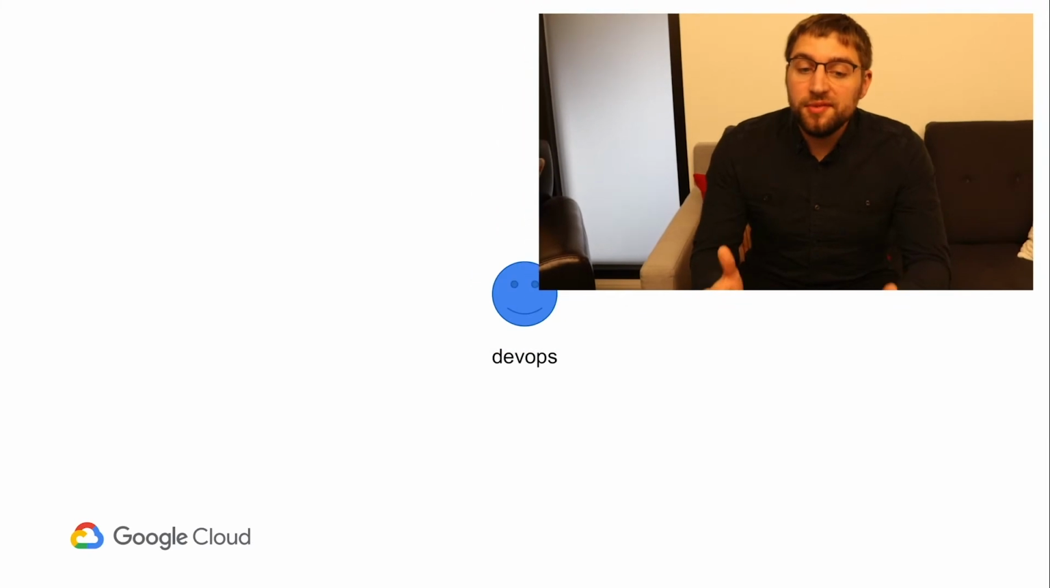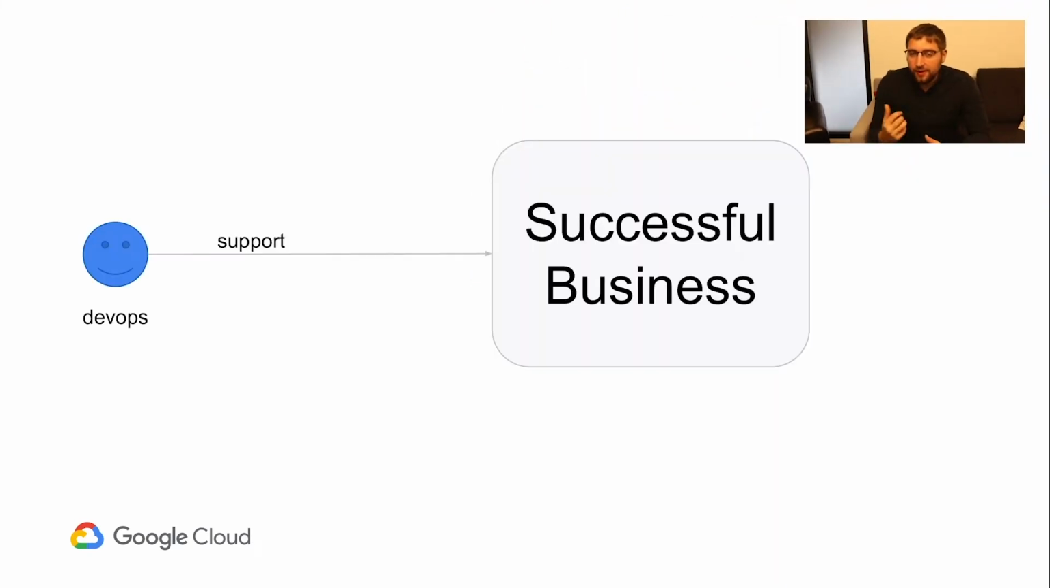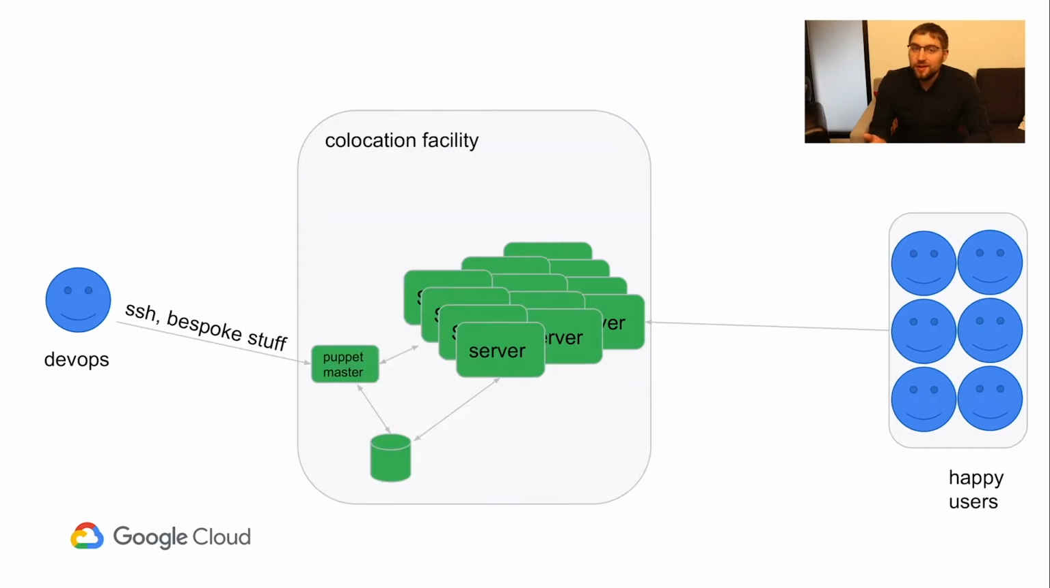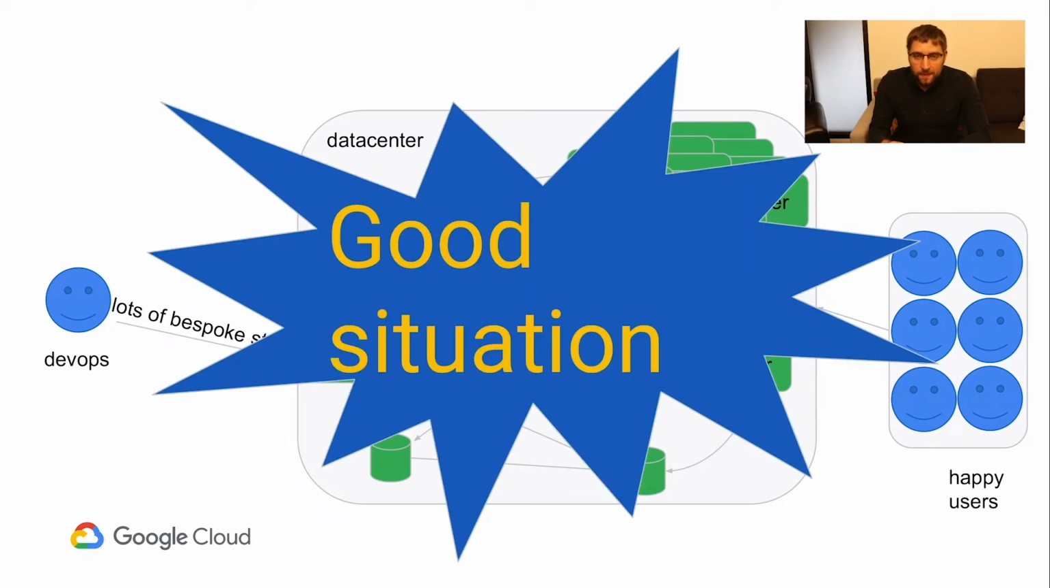Today, some systems administrators and DevOps folks find themselves facing a problem. They're currently supporting successful businesses, running, deploying, and managing large applications with Puppet. They have tens, hundreds, maybe thousands of servers in colocation facilities or even in data centers. It's a good situation to be in, for sure.